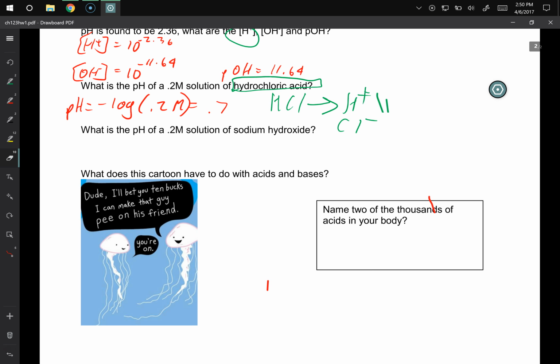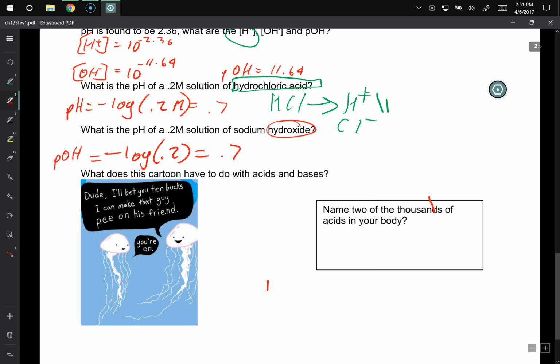Okay, so how about the next one? How's it different? If I just take the negative log here of the 0.2, I'm obviously going to get the same number, 0.7. But what did I take the negative log of? Of the OH. So this is not pH I calculated. This is pOH. So then 13.3 is my pH. So when you're looking at these problems, it's fine to take the negative log. You just have to realize what it is that you're taking the negative log of. Is it the acid or is it the base? And then you can adjust accordingly.